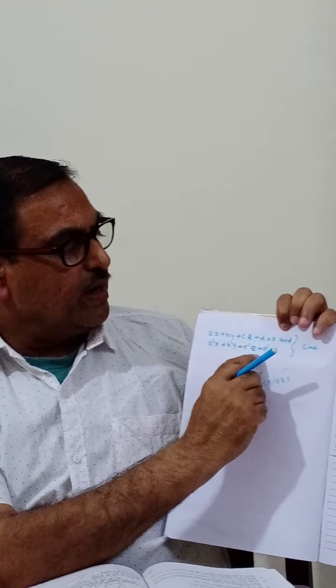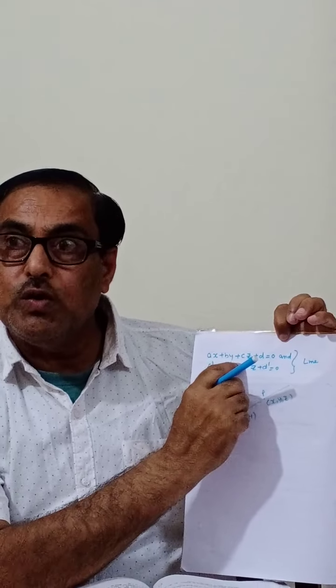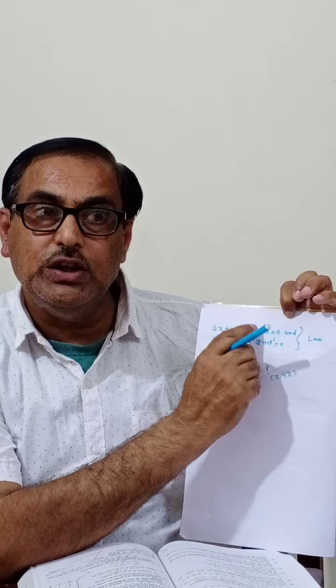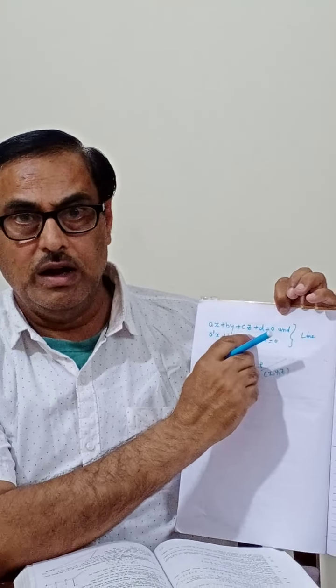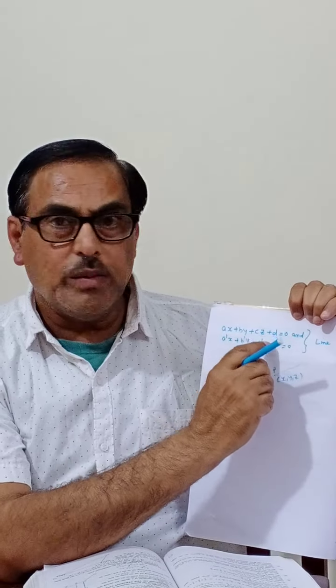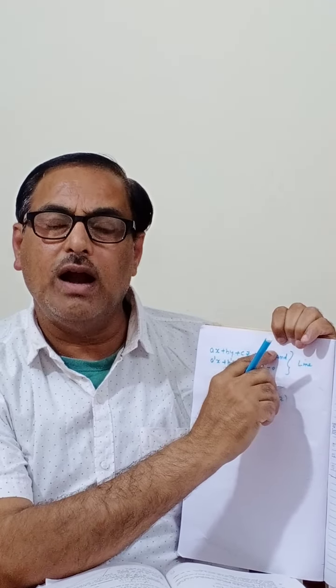So a straight line can be put in the form ax plus by plus cz plus d is equal to 0 and a dash x plus b dash y plus c dash z plus d dash is equal to 0. Separately, these two equations represent planes, but if we write these two equations together, then this represents a straight line. And the representation in this form of a straight line is called the unsymmetrical form.